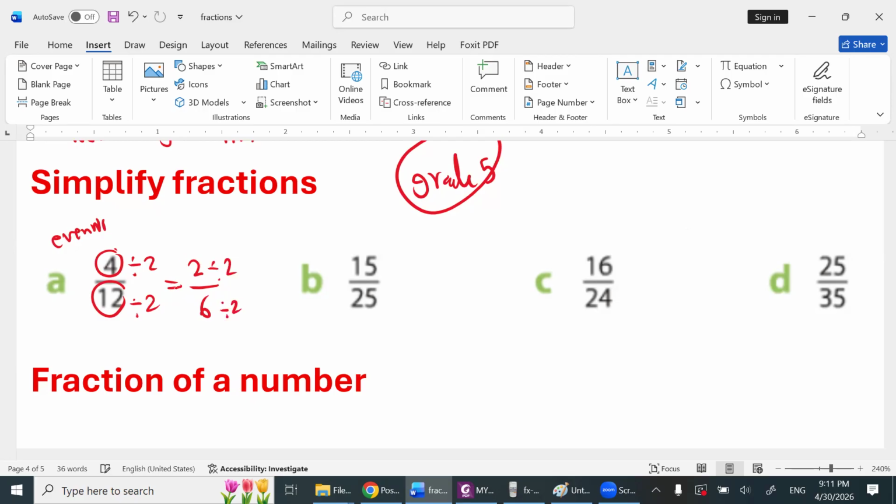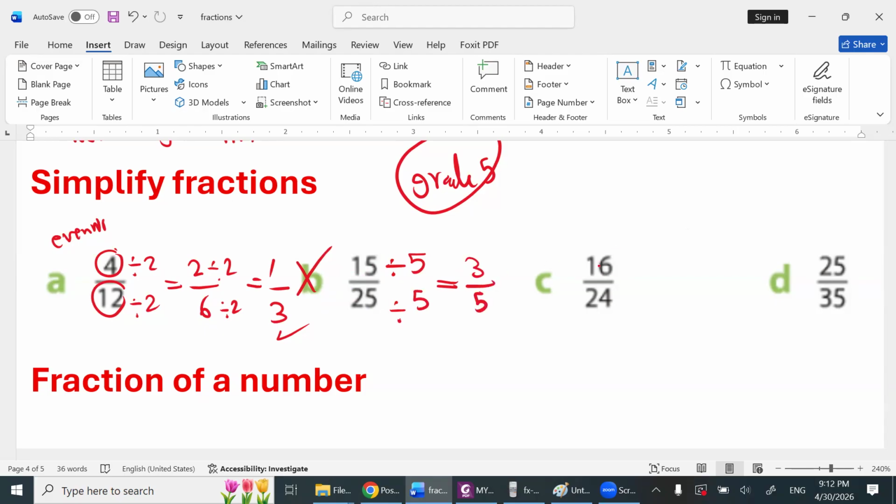Because in 2 over 6, both of them are even numbers. 2 divided by 2 gives you 1. 6 divided by 2 gives you 3. And this one is the simplest form. If you're looking at the second fraction, 15 over 25, we need a number that we can divide the numerator and denominator by, the same number. 15 and 25, both of them are multiples of 5. You can divide by 5 up and down, so it will be 3 over 5.